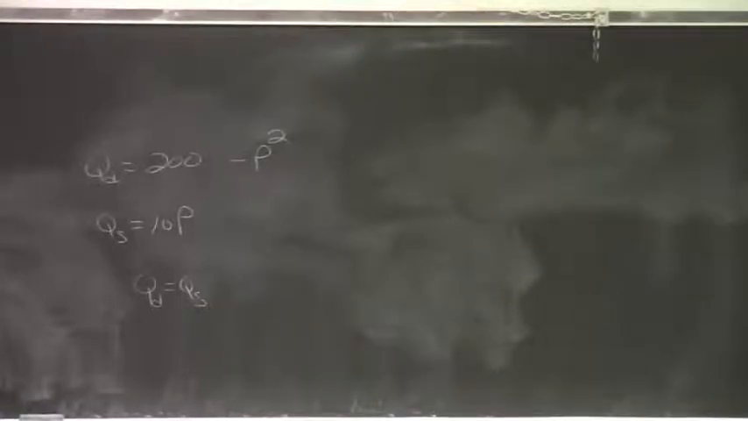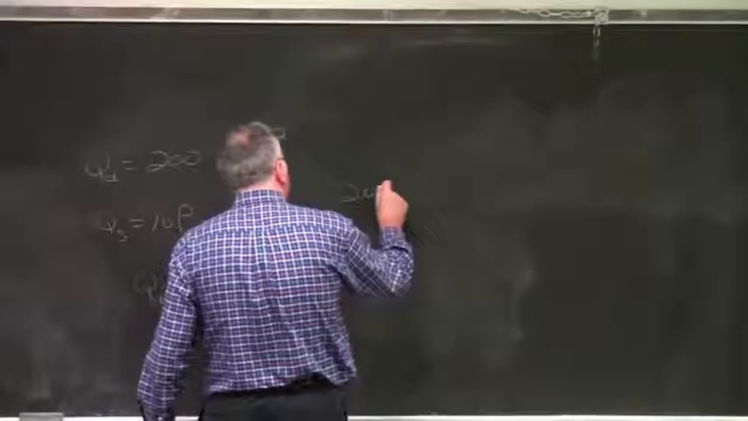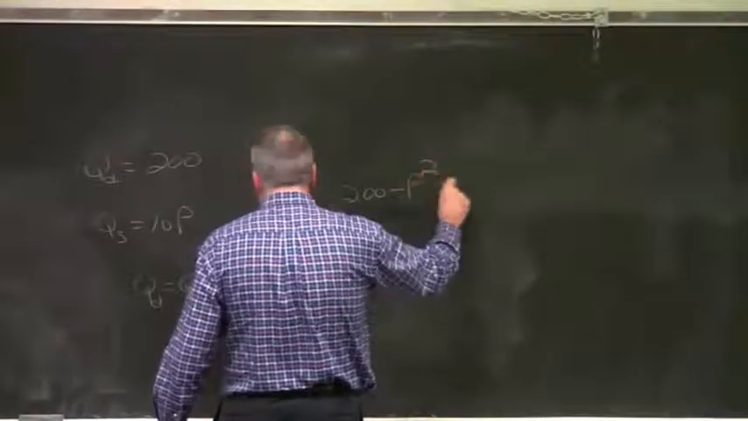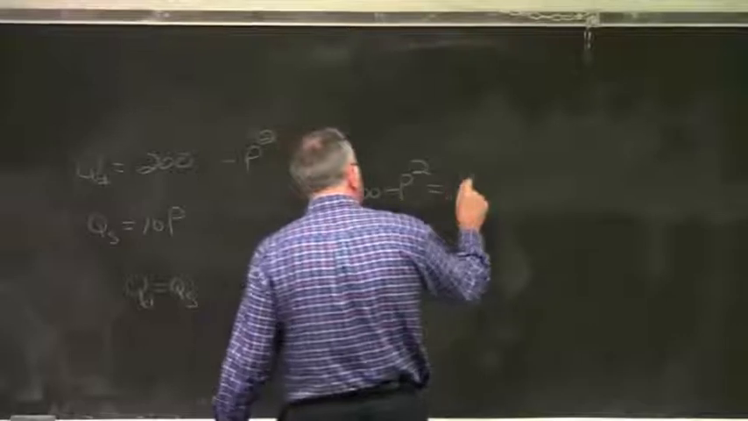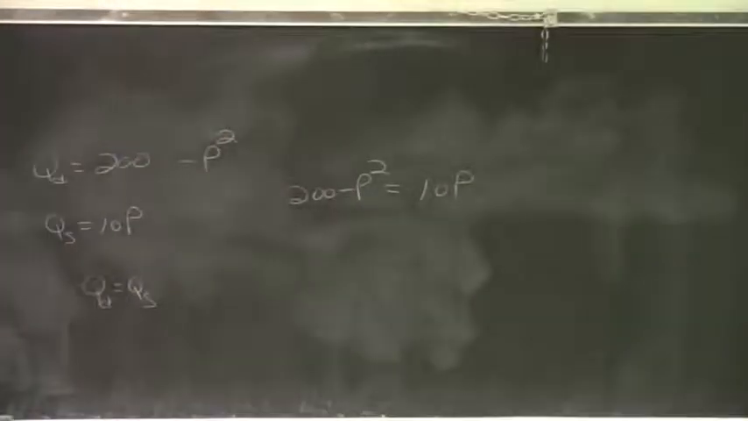Again, we use the process of elimination of variables. Notice the equilibrium condition is QD equals QS. So if we set QD equal to QS, we can just eliminate both QD and QS as variables. Doing so, we would get 200 minus p squared, which is QD, equals 10p. Now, we have one equation and one unknown.